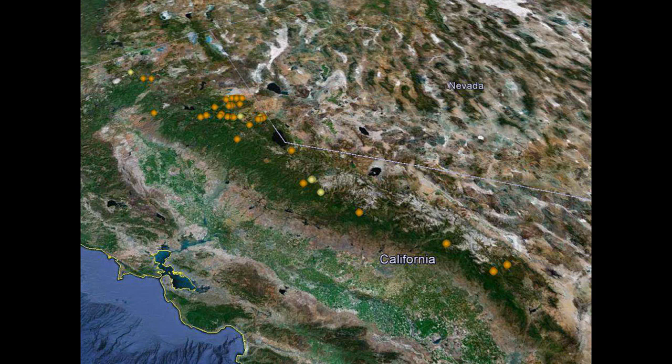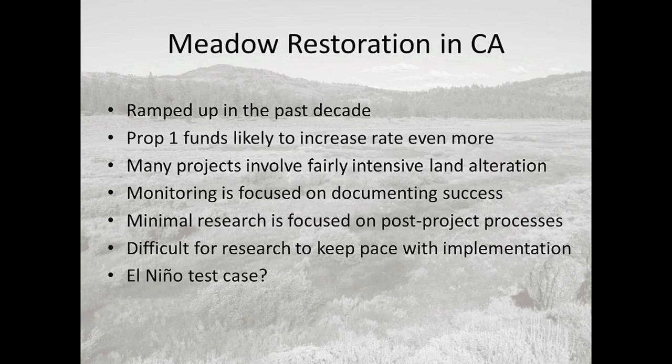And so, meadow restoration in California, where are we? These projects have ramped up in the past decade. This is pretty big. Proposition 1 funds are likely to increase that rate even more. And it's great. We have degraded conditions. Many of these projects involve land alteration, fairly intensive land alteration. Monitoring is focused on documenting success, as many mitigation type projects.